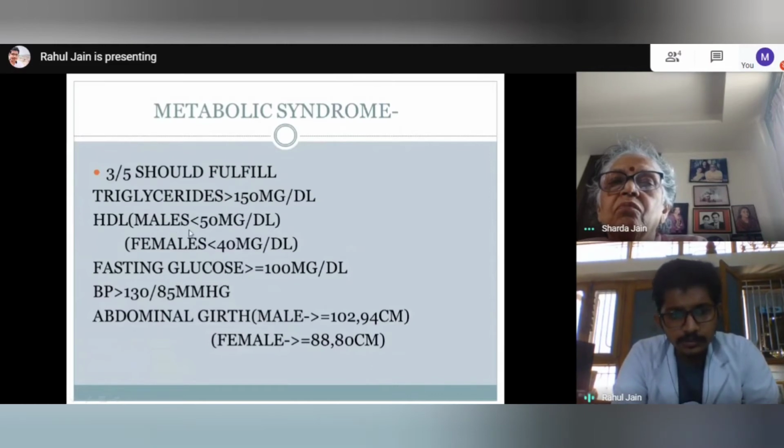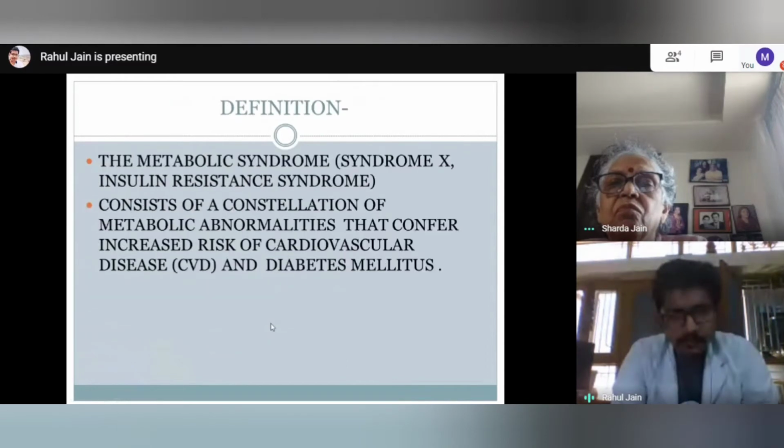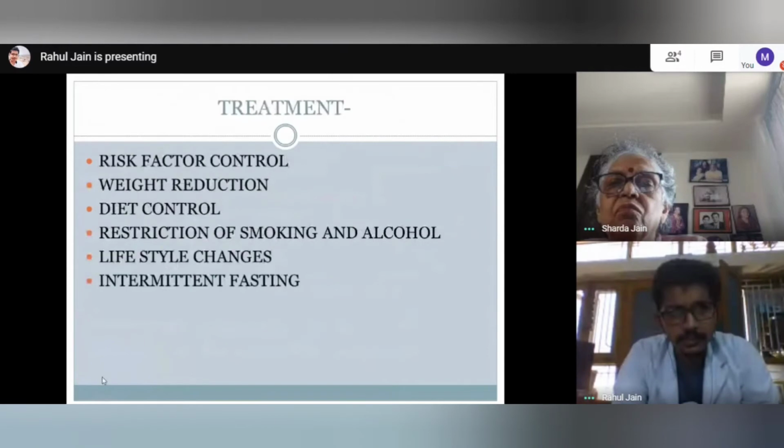Then we can use drugs also. For glucose, for people who are already diabetic, we can use anti-diabetic drugs. For elevated blood pressures, we can use antihypertensives, and again weight reduction. So treatment other than risk factor control, weight reduction, diet control, and obviously restriction of smoking and alcohol, is to control each and every risk factor.